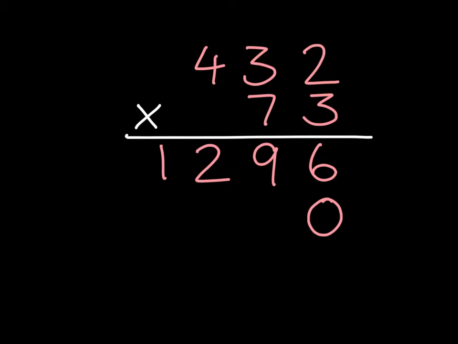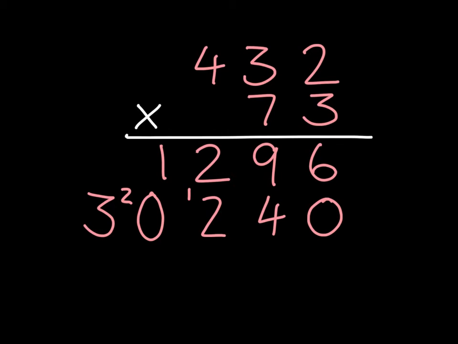7 times 2 is 14, which is of course 4 units and 1 ten. 7 times 3 is 21. Add the 1 ten, that's 22. So I'll place 2 in here and 2 tens across to here. 7 times 4 is 28. Don't forget the 2. 20 and 2 will be 30, which will be 0 units and 3 tens.